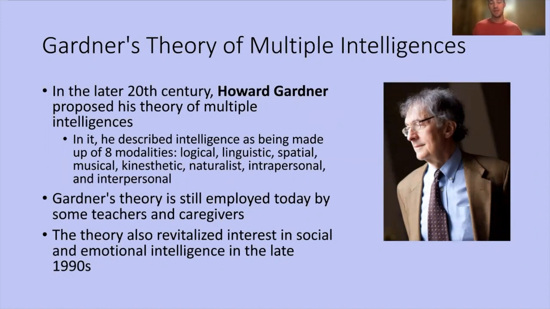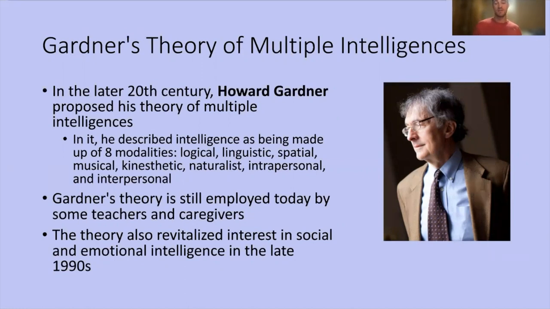Howard Gardner was thinking more along the lines of intelligence being a proficiency in a certain skill. So if we break it down to the most basic skills, what facets, what modalities can humans be intelligent with? He broke them up, and his 8 modalities were logical, linguistic, spatial, musical, kinesthetic, natural, intrapersonal, and interpersonal. Intrapersonal is also sometimes known as emotional intelligence, and interpersonal is also known as social intelligence.